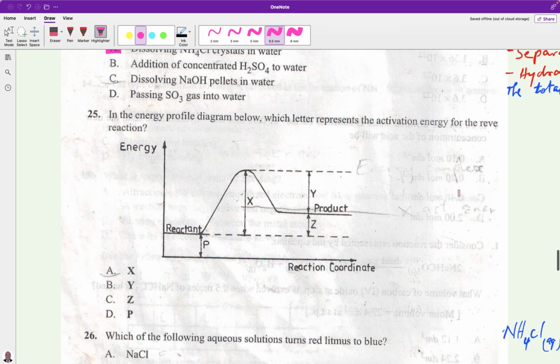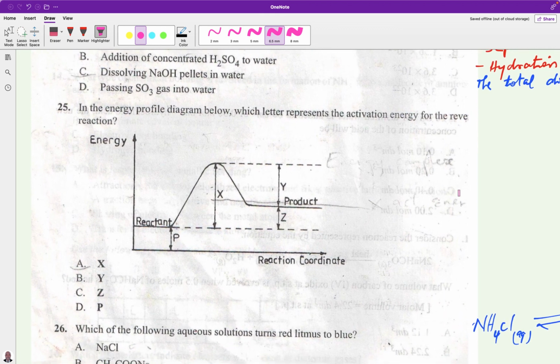Number 25, a reaction pathway. In the energy profile diagram below, which letter represents the activation energy for the reverse reaction? It is not clear as a result of photocopy. The last letters did not come out clearly. So, which letter represents the activation energy for the reverse reaction?